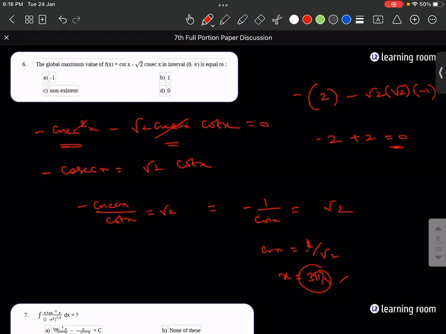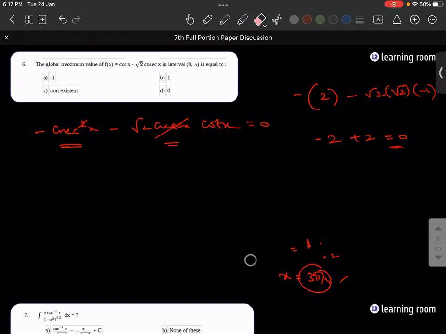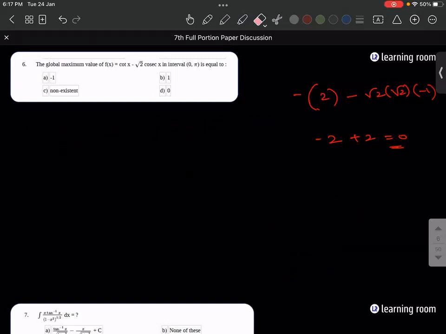Oh, 1 minute. Wait. I made a mistake. But cosecant x is equal to 0 means x should be how much? See, I'll do it again. Observe. So you understood what I did now?